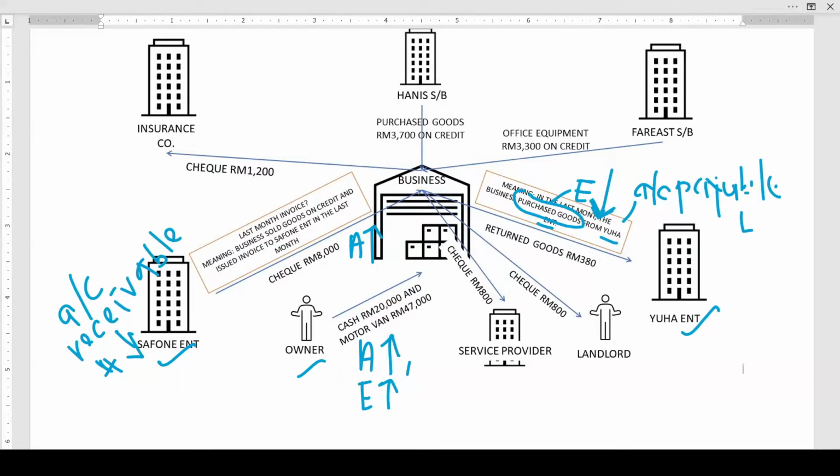Okay, and then what happened to account payable? When we first purchased, there was an increase in liability, but now when we return the goods, we also have to reduce the liability. We have to reduce the liability because we returned the goods, meaning that we don't have to pay as much money that we owe to Yuha Enterprise, because we already returned some of the goods. So we have to reduce our account, and then we're going to pay only the balance. All right, so what about the next one?